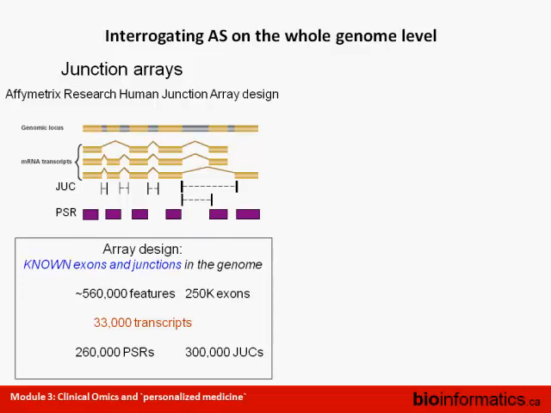These junction sequences would come from the transcript variants that have been observed somewhere and are annotated in the database. The example of such a platform, which would be called splice-sensitive or a junction array, is the Affymetrix Research Human Junction Array. You see in the summary below that it has some 500,000 features, and it interrogates 250,000 exons in the human genome, which represents 33,000 transcripts. And you have this number of exonic probes and this number of junction probes.